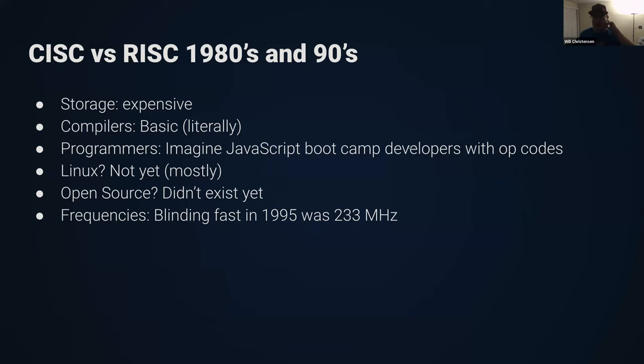And because of how things work with different compilers and opcodes and how different chips work, it was like talking to someone with a different programming language. But literally, the CISC programmers were the JavaScript or the BASIC developers of the 1980s and 1990s, just because it was so much simpler to get something done.